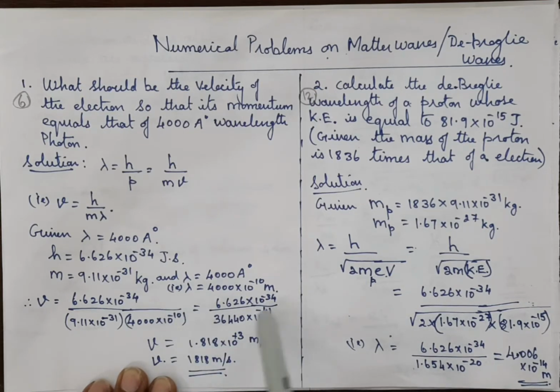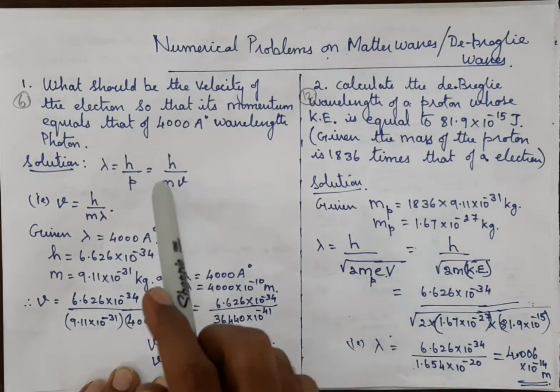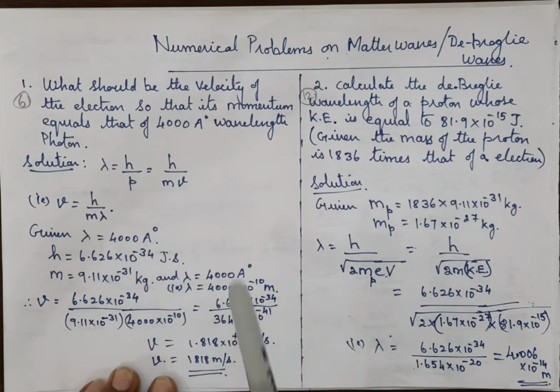The numerator is kept as such, 6.626 into 10 power minus 34. Therefore when we divide 6.626 into 10 power minus 34 by 3644 into 10 power minus 41, we get 1.818 into 10 power 3 meters per second. That is the velocity, which means 1818 meters per second. So this is the answer. This is a straightforward, simple problem. All the quantities are known. Lambda is given, therefore we find the velocity from the basic relation, right?